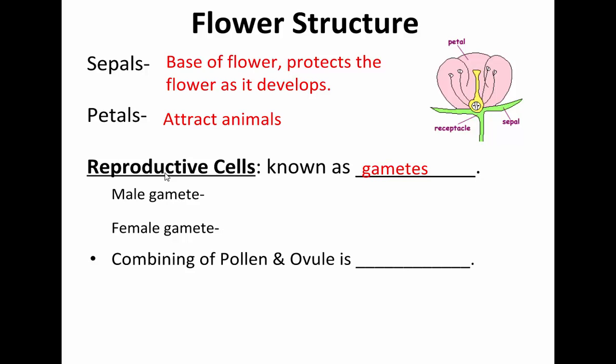Plants also have reproductive cells. They also have basically sperm and egg cells. We call them something different in plants. The male sex cell, which is equivalent to a sperm cell, is called pollen. That's what pollen is. Pollen is the male reproductive cell of a plant. The female reproductive cell is called the ovule, the egg.